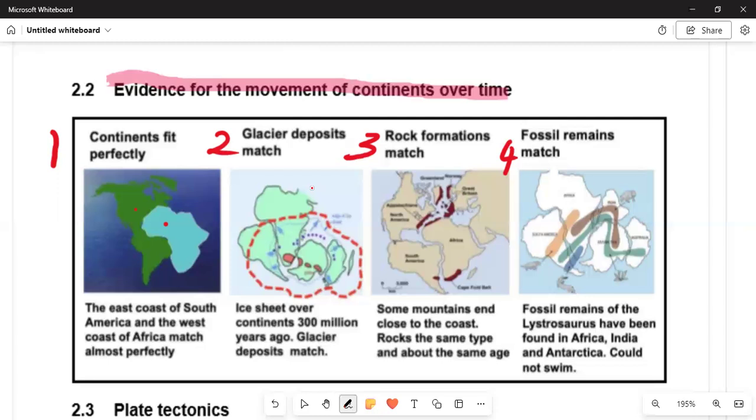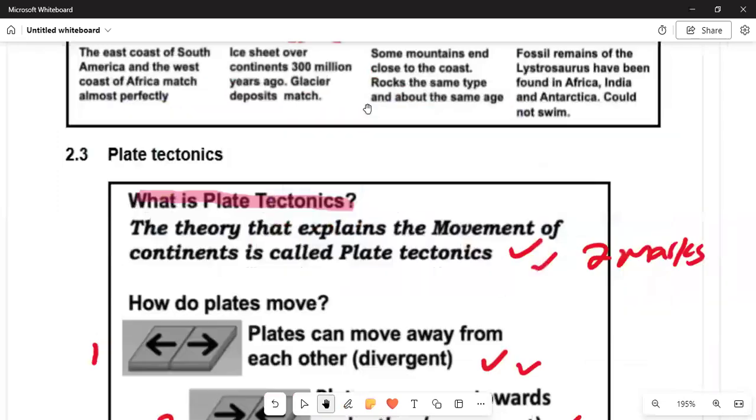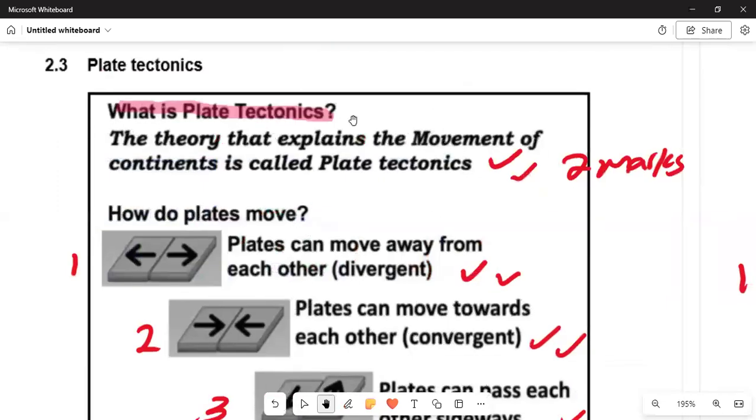So we are saying that some mountains end close to the east coast, rocks of the same type and about the same age. And then we have got to understand when we are talking about number 4, the fossil remains of the Mesosaurus have been found in Africa, India, and Antarctica, and it could not swim. So this is based on the movement. And we have got to understand now this concept that I was introducing because they go hand in hand with the tectonic plates.